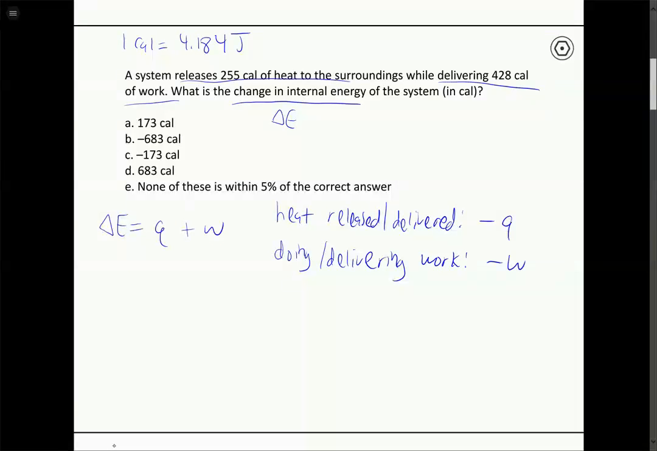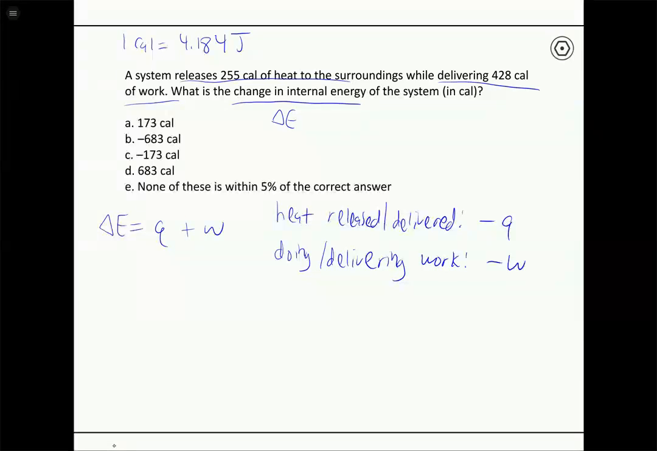Okay, so if heat is absorbed, Q is positive. If heat is released, Q is negative. If work is being delivered or done by the system, that means W is negative. If work is being done on the system, W is positive. So it's important to keep those sign conventions straight, because that's going to be the key to solving this problem, which otherwise is very simple mathematically.